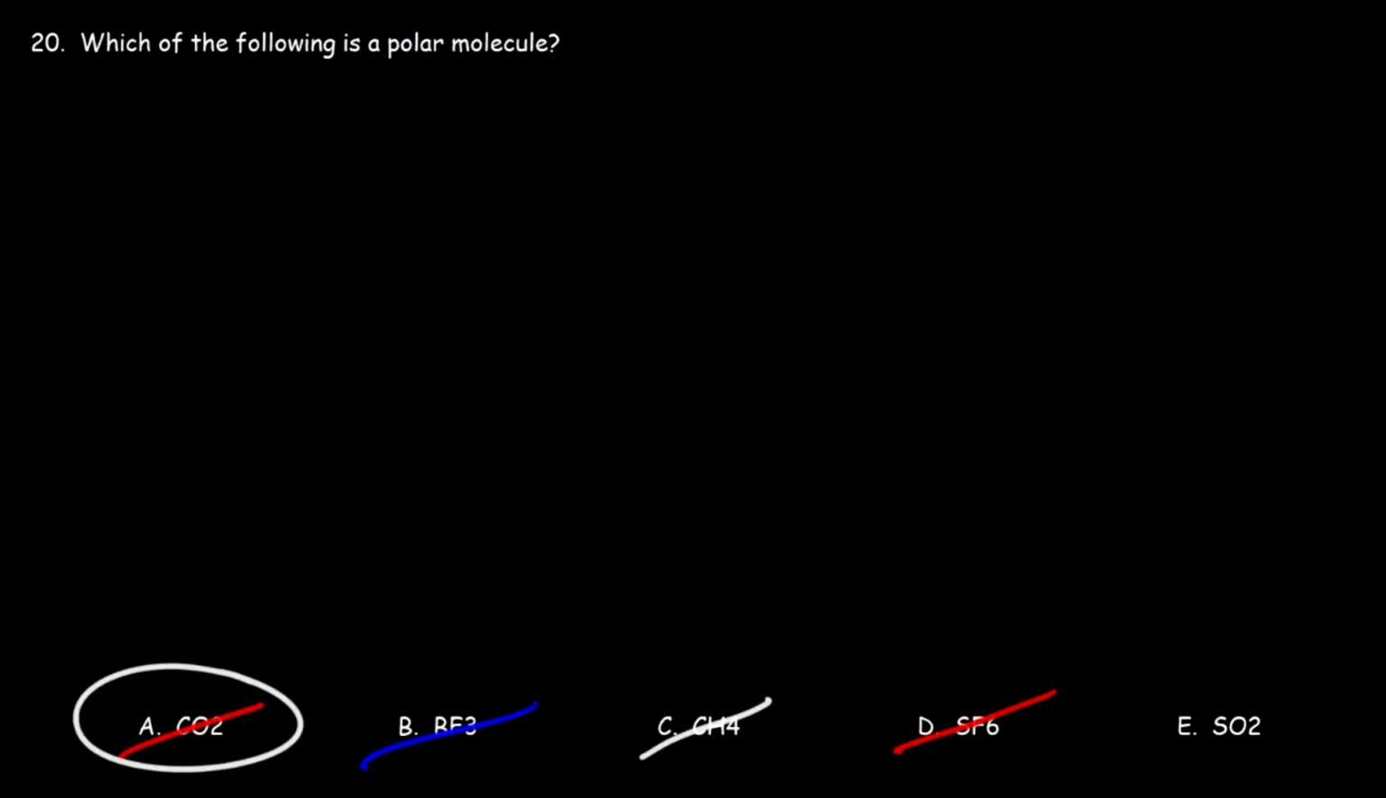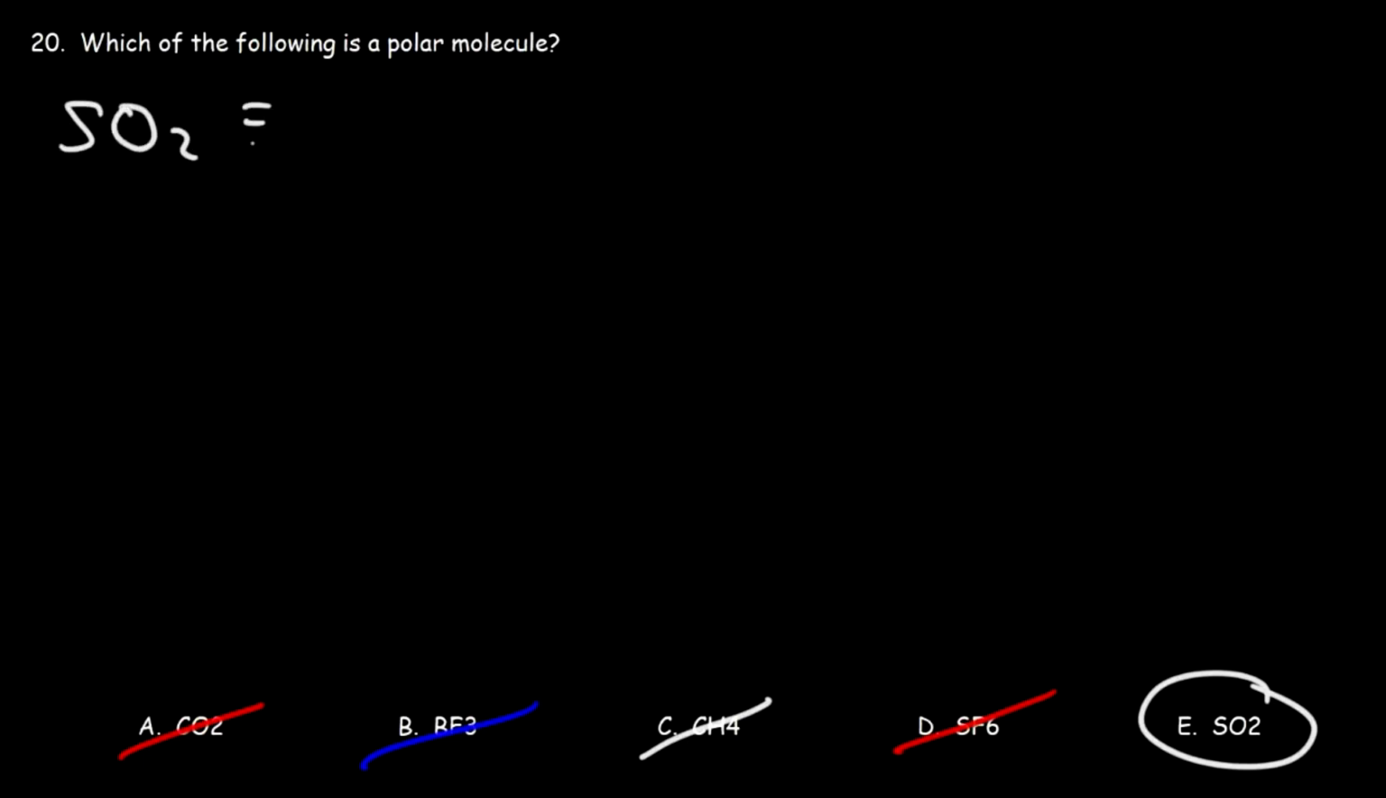But now looking at CO2 and SO2, they appear to be very similar. But there's one key difference about SO2 that distinguishes it from CO2. Let's begin by drawing the Lewis structure of SO2.